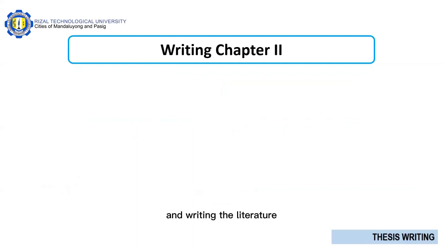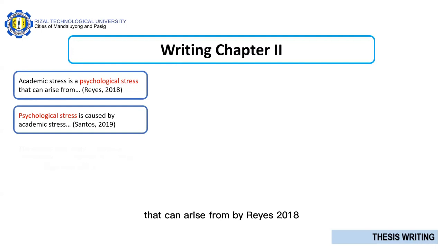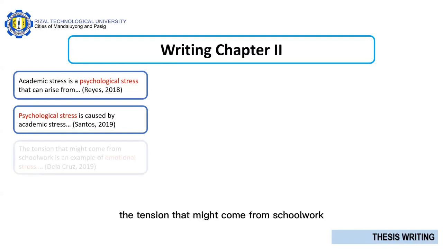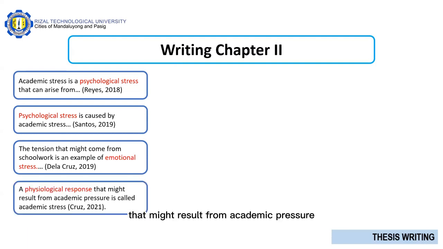And writing the literature, for example, you have gathered these from your RRL. Academic stress is psychological stress that can arise from, by Reyes, 2018. Psychological stress is caused by academic stress, by Santos, 2019. The tension that might come from schoolwork is an example of emotional stress, by Dela Cruz, 2019. A physiological response that might result from academic pressure is called academic stress, by Cruz, 2021.